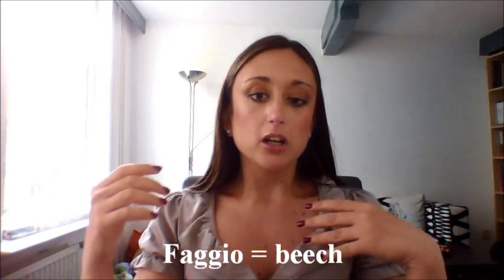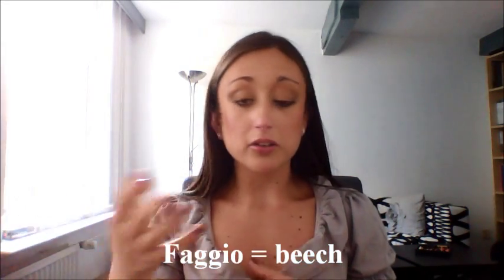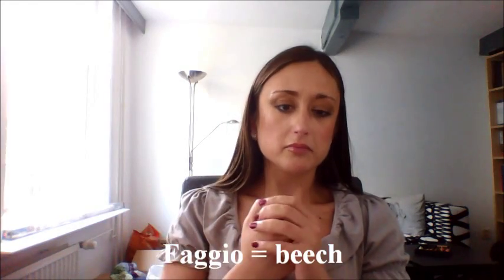So for example, in Faggio, a kind of tree, you have the double G and I, so you have the soft sound. Even though, you don't find easily double G and H, that doesn't happen. So that's about the letter G. So for the letter C and the letter G, the rules are the same. Soft sound if after them you have E and I. Hard sound if after them you have A, O, U, or H. And the rule doesn't change if they are double.